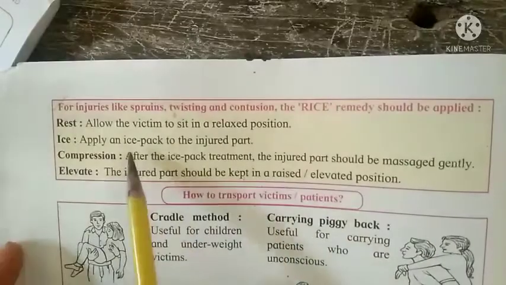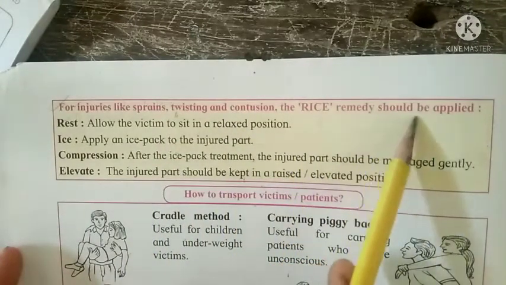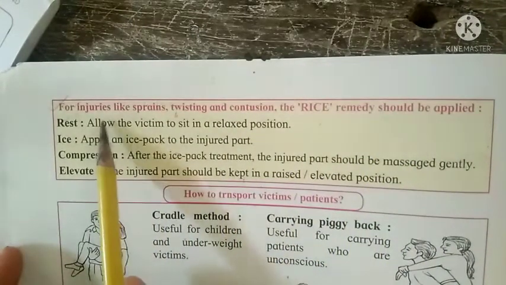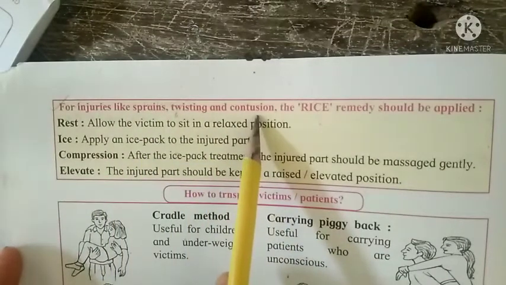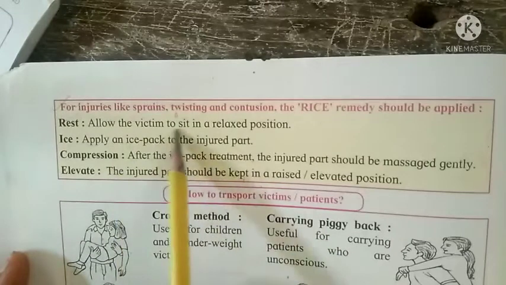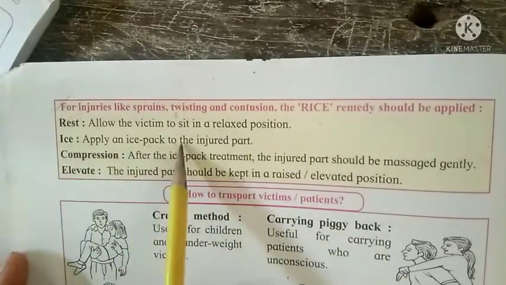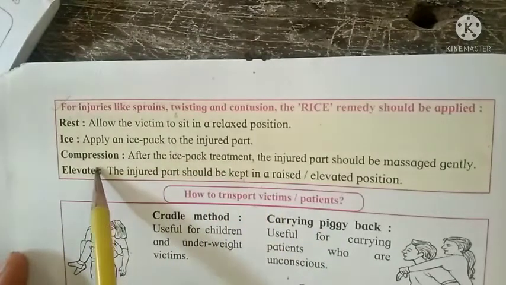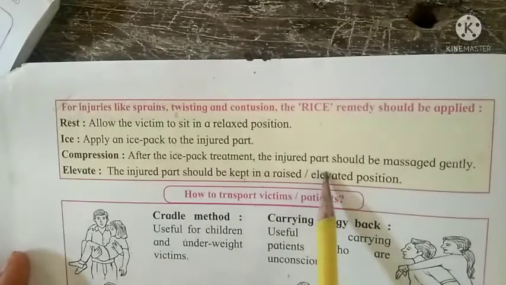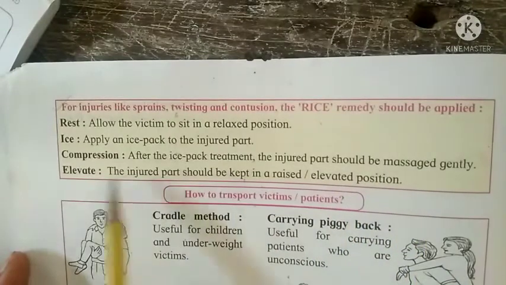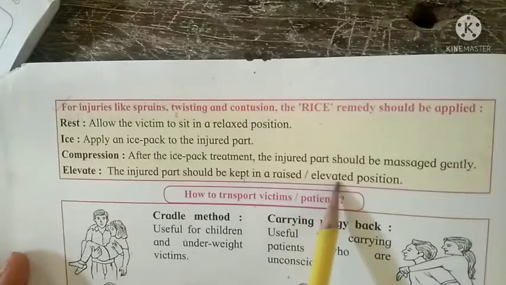Then see, RICE, that is the remedy that should be applied for injuries like sprains, twisting and contusion. Rest: allow the victim to sit in a relaxed position. Ice: apply the ice pack to the injured part. Compression: after ice pack treatment, the injured part should be massaged gently. Elevate: the injured part should be kept in a raised or elevated position.